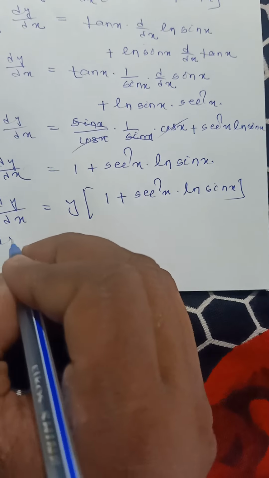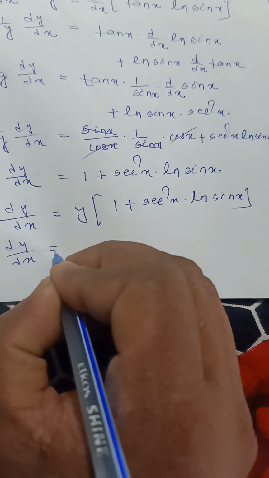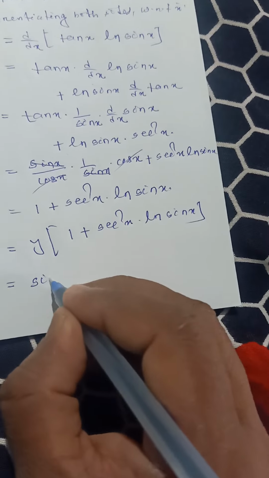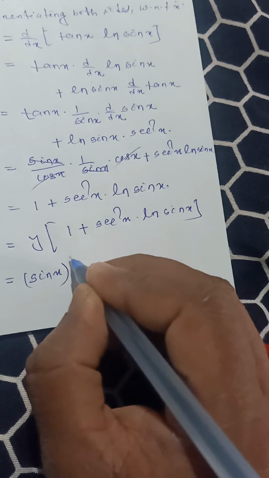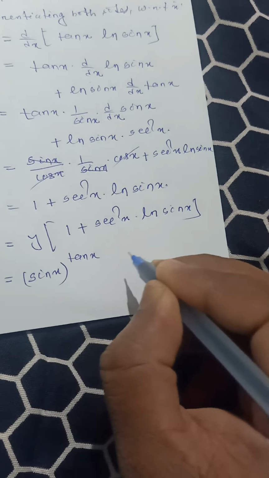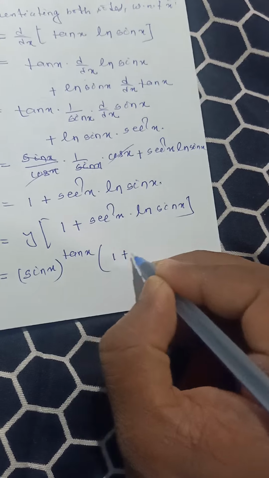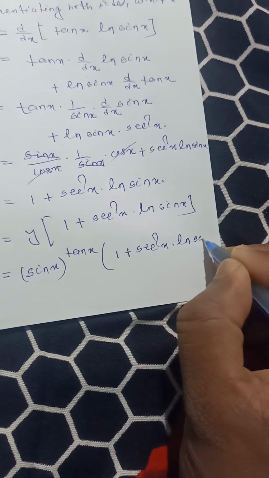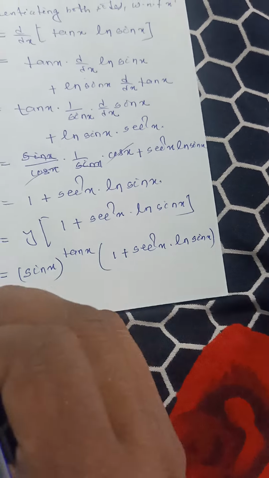Okay, now dy by dx equal to, so value of y is equal to sin x to the power tan x, so sin x whole to the power tan x whole of 1 plus sec square x into ln sin x. Okay.